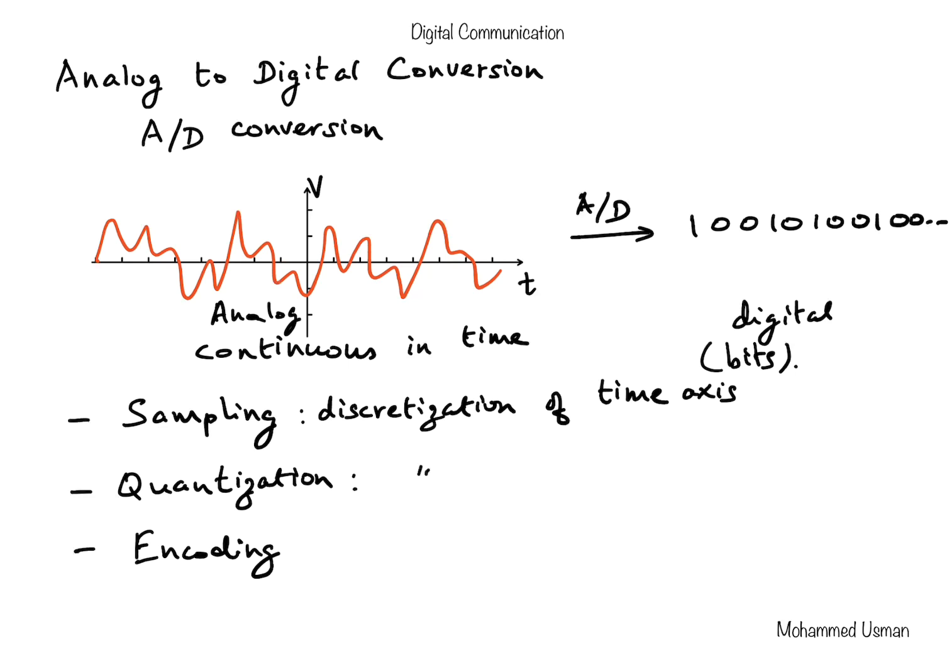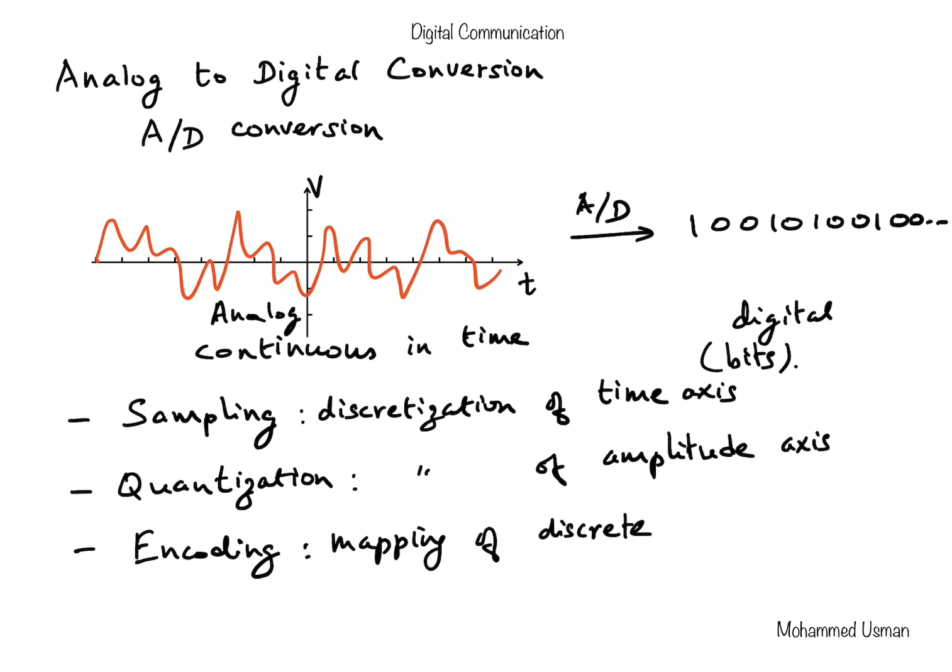Quantization is the discretization of the amplitude axis, or the y-axis. And encoding is the mapping of the discrete amplitude levels to a binary sequence.